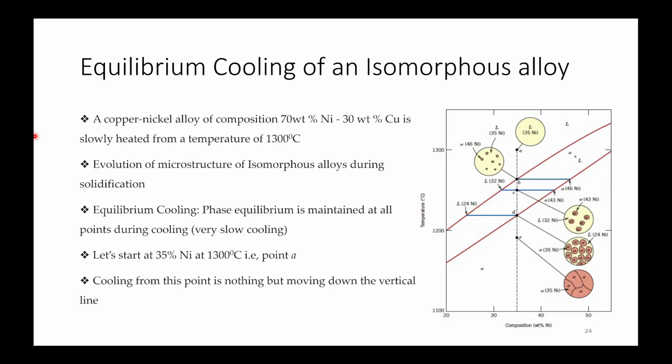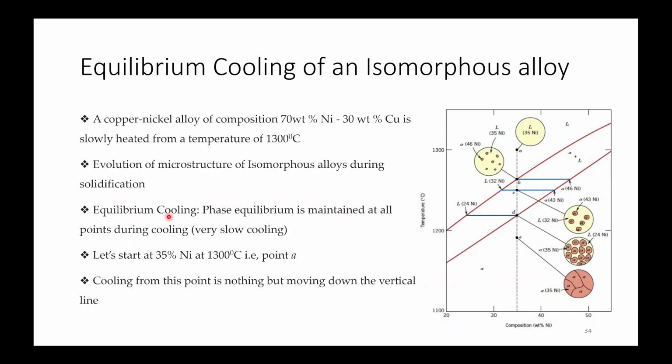Equilibrium cooling of an isomorphous alloy. Now equilibrium cooling is slow cooling. So if we are slowly cooling, how will the microstructure evolve when we cool our metal? Now a copper nickel alloy of composition 35% nickel and 65% copper is slowly cooled from a temperature of 1300 degrees Celsius. And the evolution of microstructure of an isomorphous alloy during solidification is seen here.